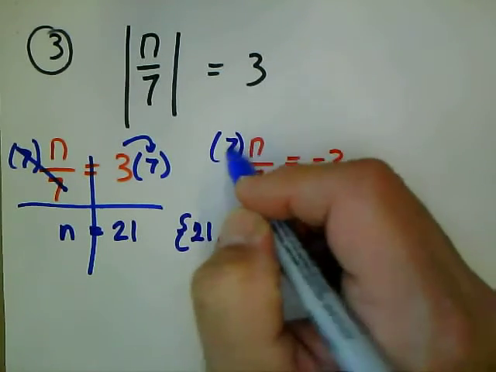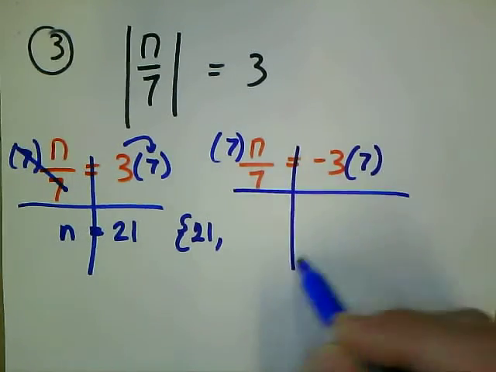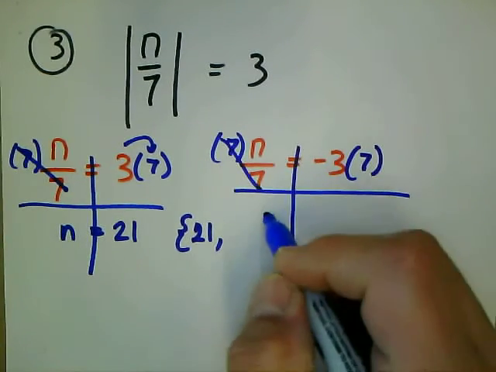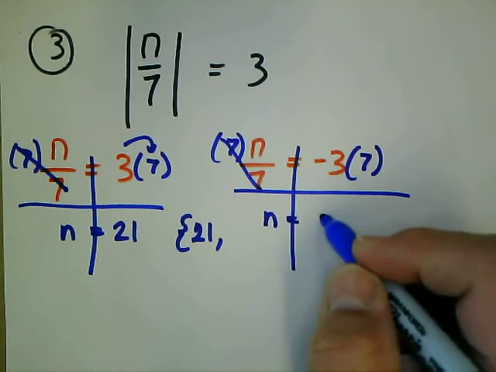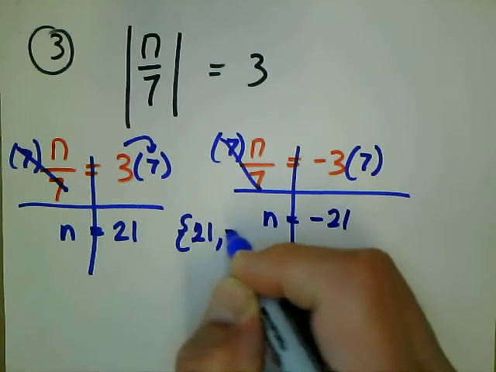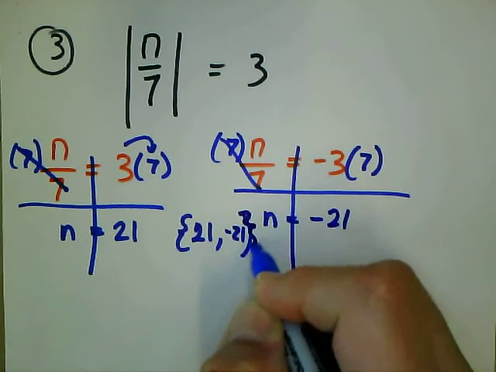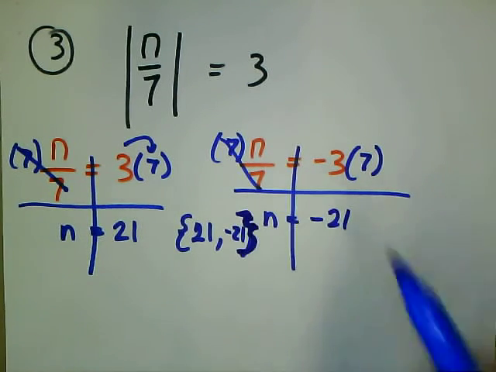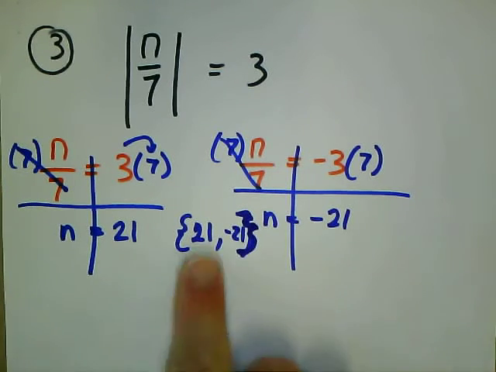Same thing here, we're going to multiply by 7 because we're dividing by 7. Our opposite operations are gone, our times and divide. And -3 times 7 is -21. Whoops. And I did exactly what I told you not to do. Don't put a parenthesis there. Got to put a bracket. All right, so 21 and -21.